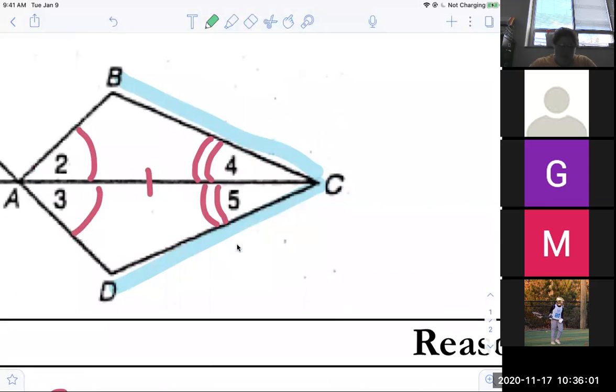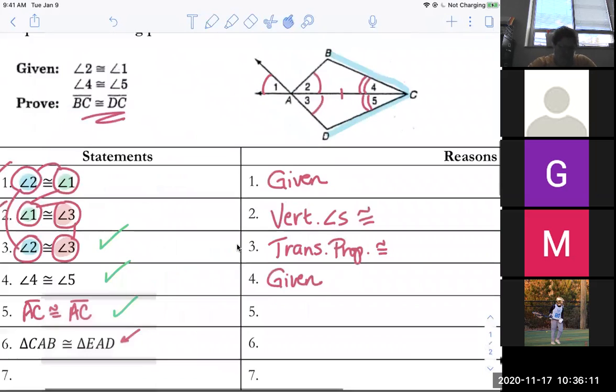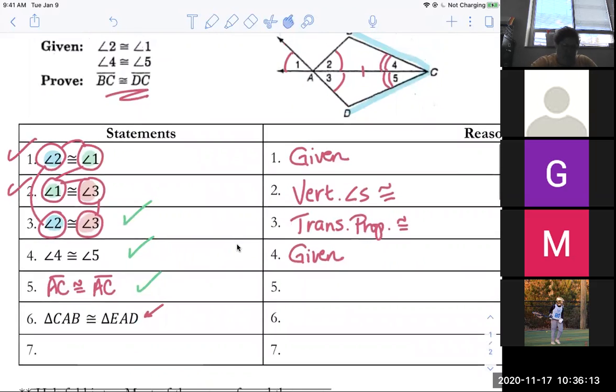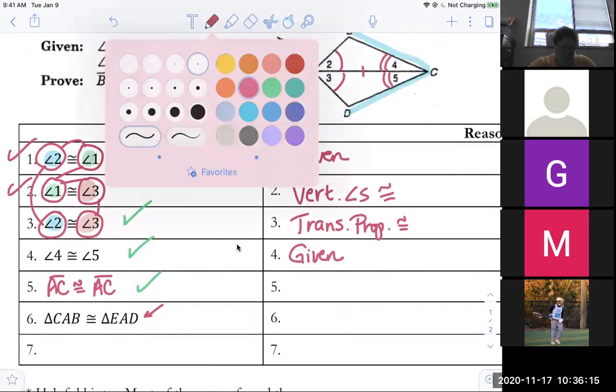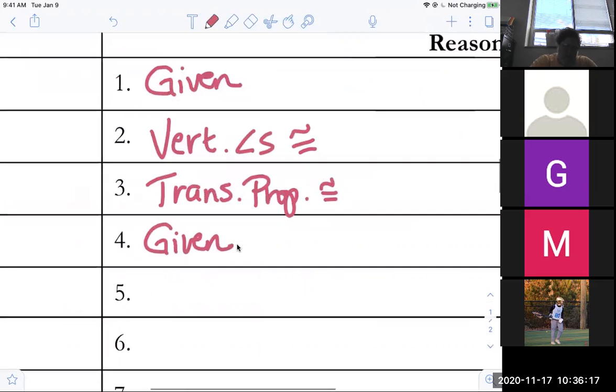Okay, Gabe, why are the triangles congruent? And this reason was reflexive property of congruence.